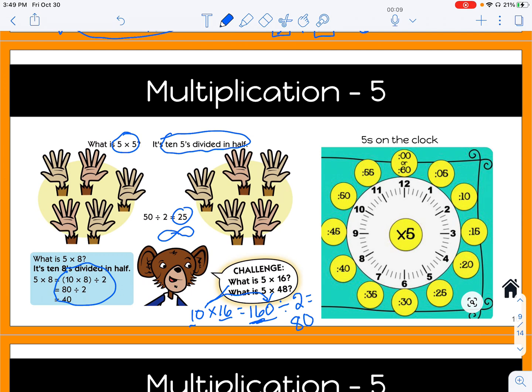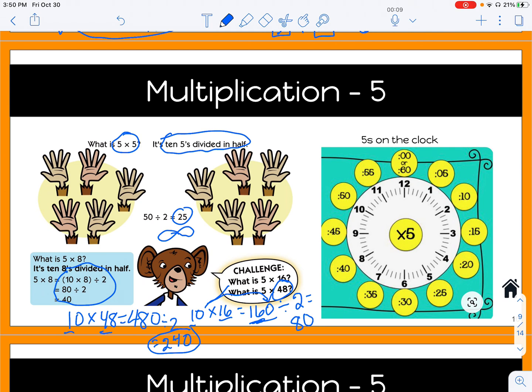It's kind of fun when you really start to try to figure these out, because you're not going to skip count 16 times, and you're not going to skip count 48 times, because that would take a very long time. Instead, if I gave you 10 times 48, you would have 480, because you did 1 times 48 and placed a 0, and then you divide that by half. We would know that 48 divided by 2 is 24. Place my 0, get 240. So just a couple different ways to think about fives.